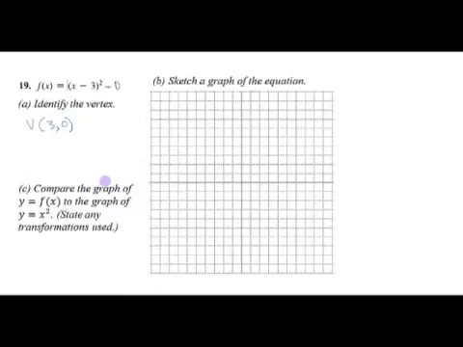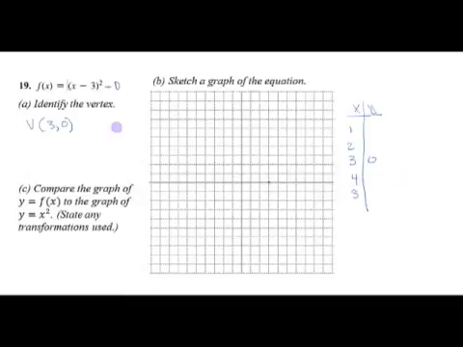Let's go ahead and sketch a graph of this equation. We have first the vertex is (3, 0), and we can make a t-table here. Remember, we want to put our vertex in the middle and go a couple of points on either side of that vertex so we can capture the symmetry in our table.